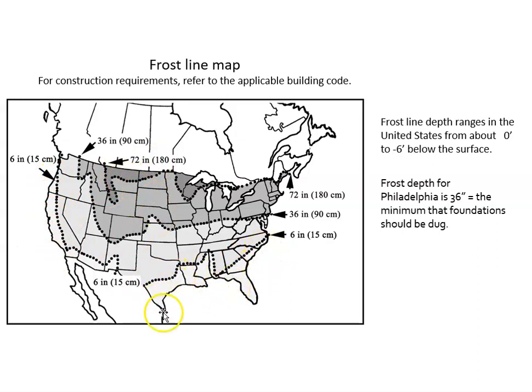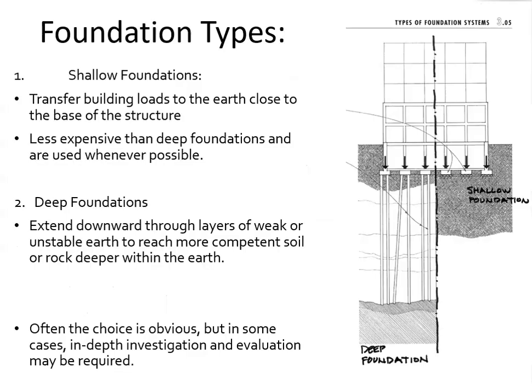So this is where slab-on-grade construction is permitted, down in the most southern part of the United States, obviously, where up in the most northern part, they're digging very substantial foundations. Even for the simple deck, again, digging down 6 feet. Okay, foundation types. So broad classifications. There are shallow foundations and deep foundations. Shallow foundations transfer loads to the earth close to the base of the structure, are less expensive than deep foundations, and are typically used whenever possible.